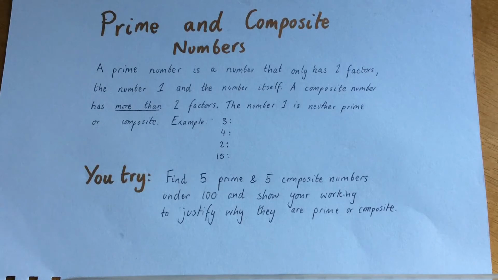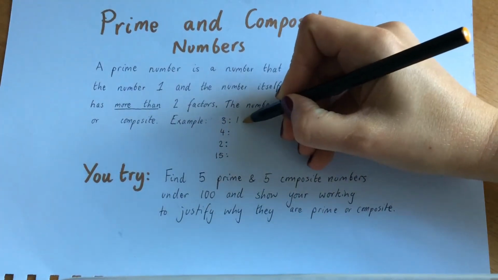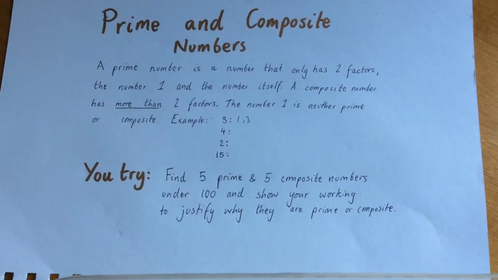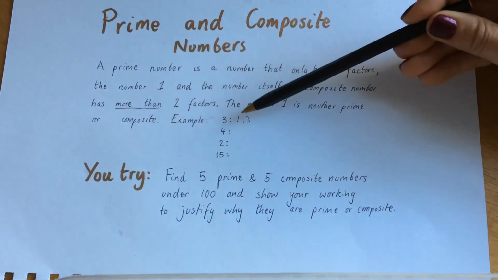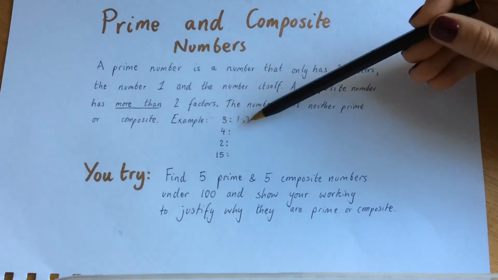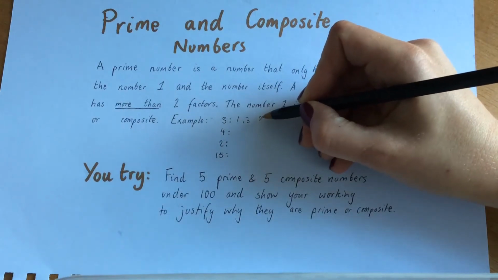So first off, the number 3. We're going to try and find all of the factors of the number 3. To begin with, we know that 1 can be multiplied by 3 to equal 3. And because that number has only two factors, the number 1 and the original number itself, the number 3 is a prime number.